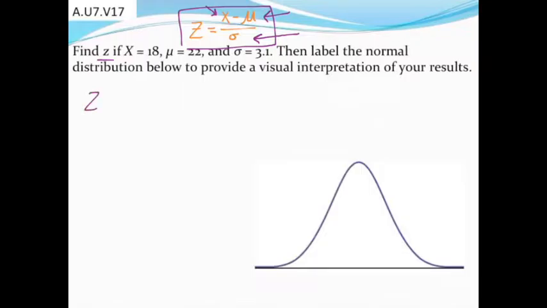To do this, we'll use that formula and plug in what I've got. Our x, our data point, is going to be 18. Our mean, our average, is going to be 22 for mu, and our standard deviation is 3.1 for sigma. So that's what I need to simplify there. That's not too bad to do. I'd end up doing -4 divided by 3.1, and your z-score comes out to be approximately -1.29.